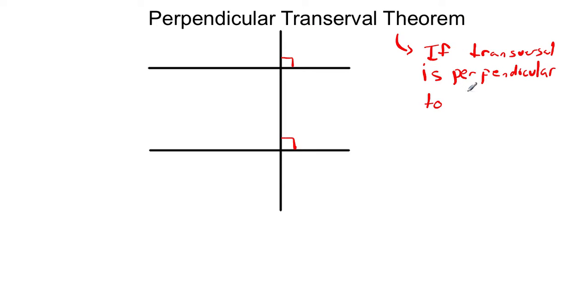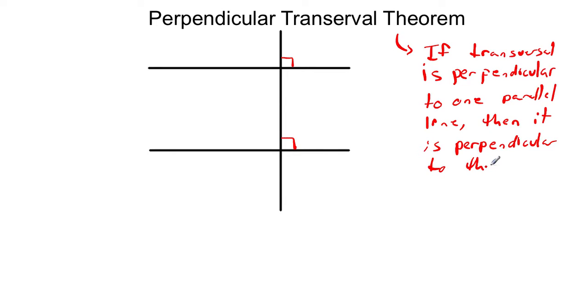If a transversal is perpendicular to one parallel line, then it is perpendicular to the other. So see how this transversal, going down the middle, is perpendicular to the first parallel line? That means that it has to be perpendicular to the next parallel line. And that's the perpendicular transversal theorem.